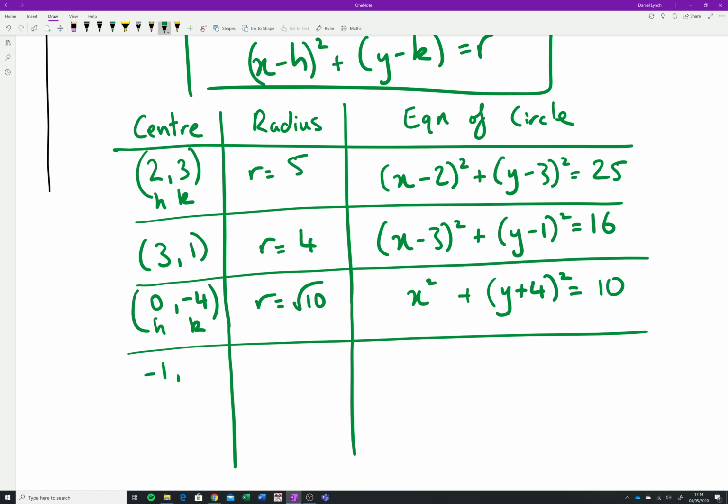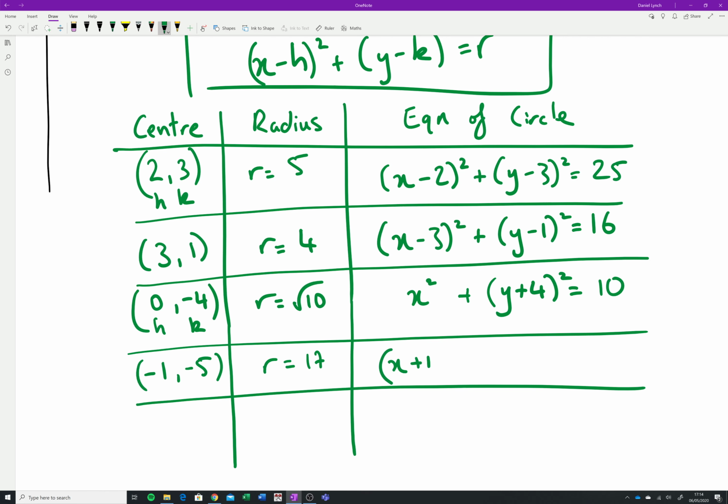You do this one, minus 1, minus 5. And we'll say that the radius is equal to 17. Okay, here comes the answer. It's going to be x plus 1 squared added to y plus 5 squared, and it's equal to, Lord knows what 17 squared is. So I'll just call it 17 squared.